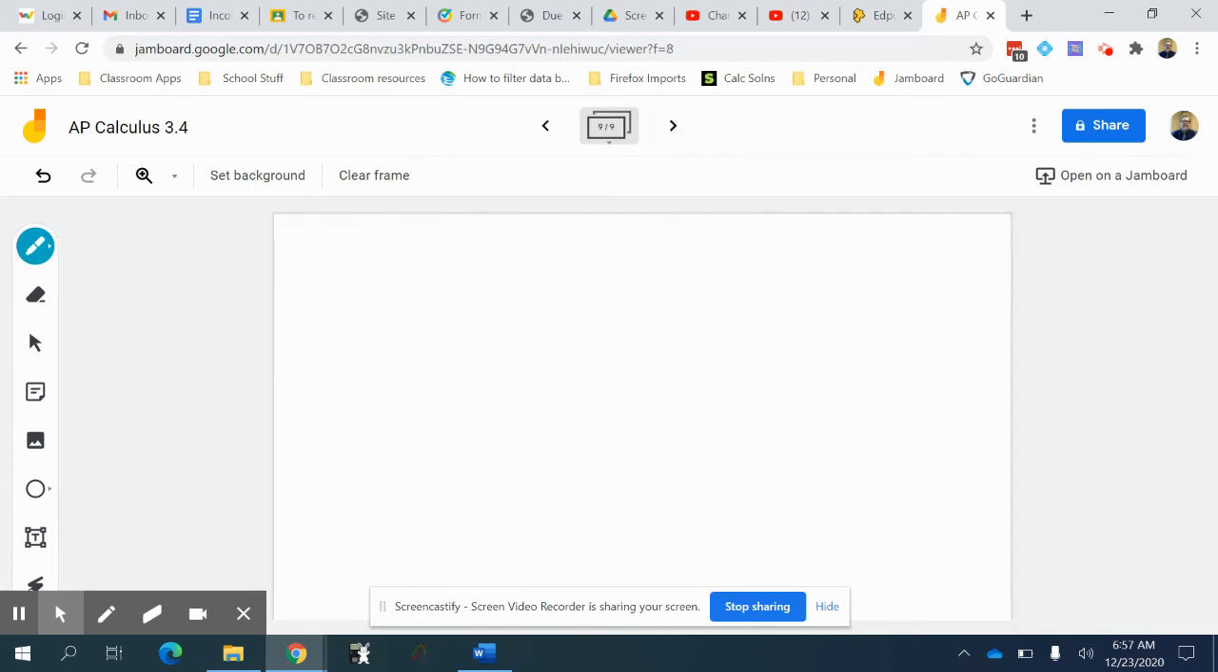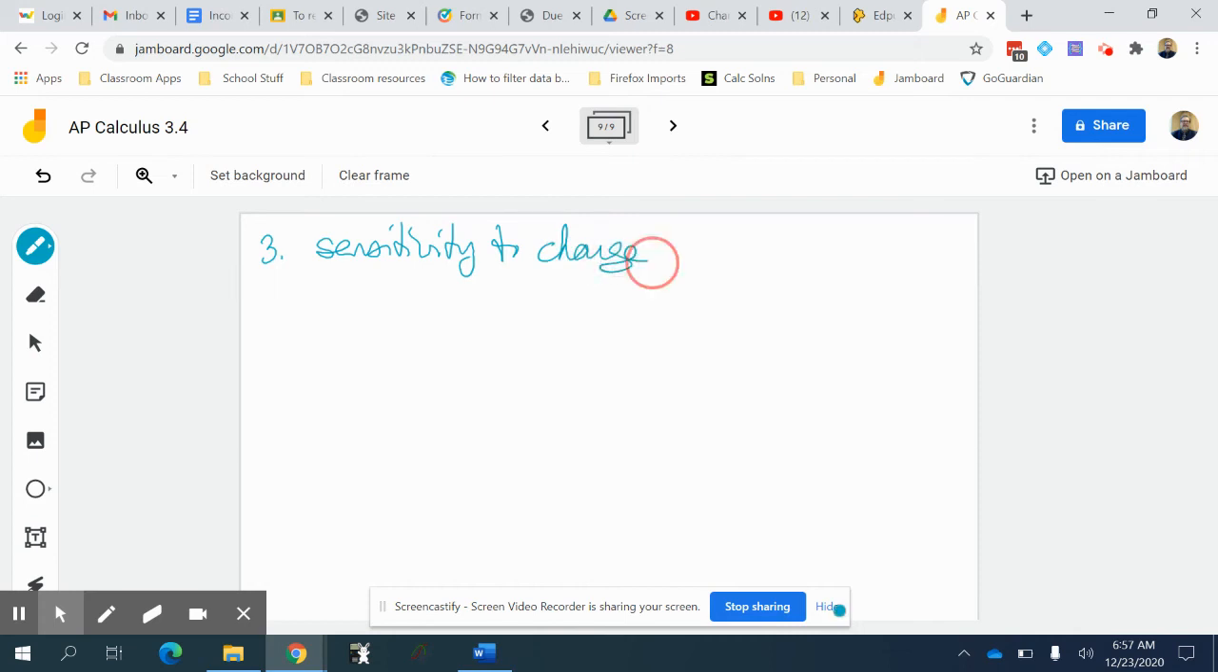Sensitivity to change. What you want to be able to do is analyze where f is most sensitive to small changes in x.